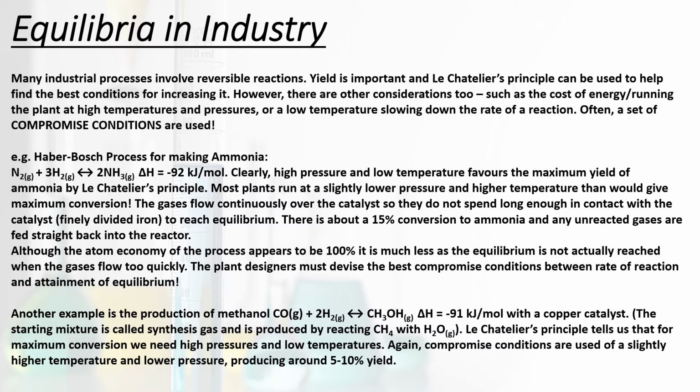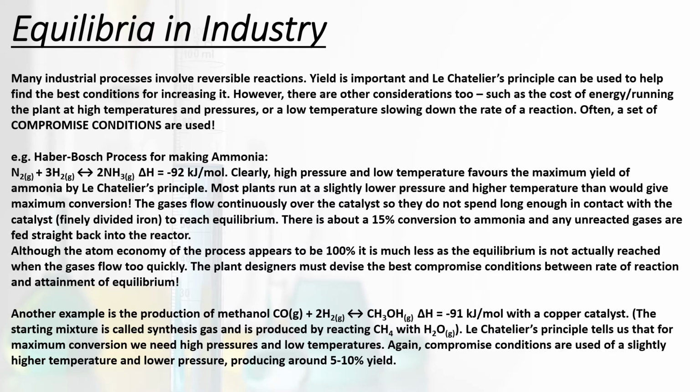So many industrial processes involve reversible reactions, but obviously yield is important, right? If we think about an economic standpoint, we have to buy our reactants. We want to produce the maximum amount of product we can in order to sell that. Now, Le Chatelier's Principle can be used to help find the best conditions for making sure we get the best yield. However, there are other important considerations too. If you've got an industrial plant, there's obviously going to be energy costs, costs for running the plant, and so there are other conditions to think about.